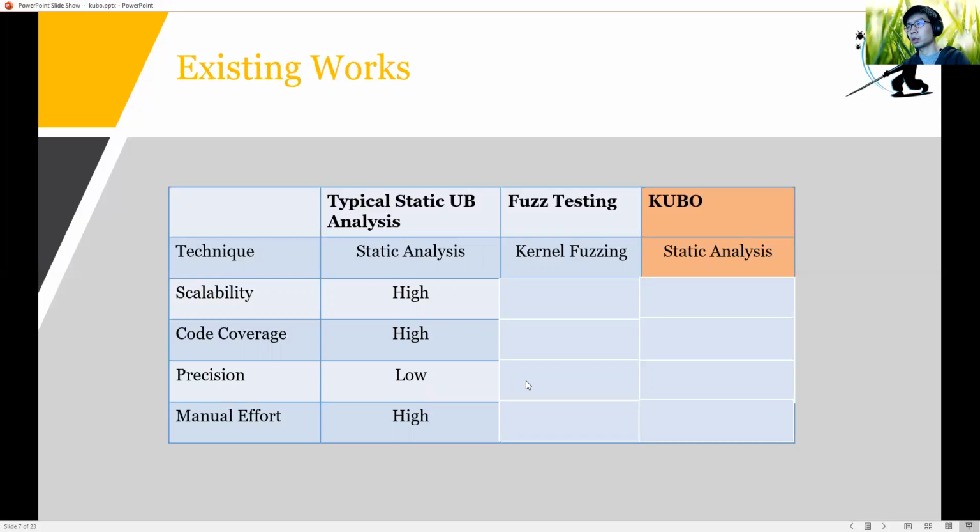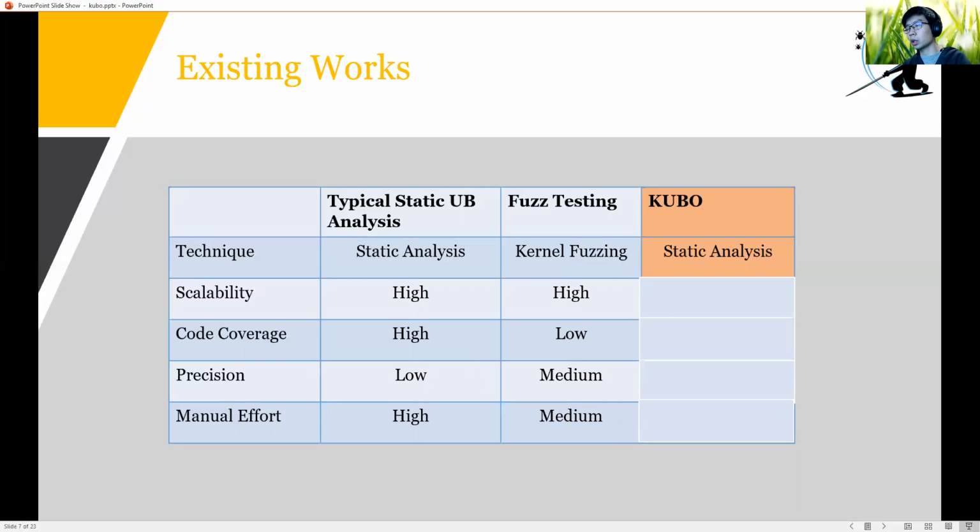A dynamic approach like kernel fuzzing usually can be applied to the whole kernel, but it's stuck with its own shallow testing problem. In terms of precision, unlike static analysis, which usually produces bug reports that are not actually triggerable, dynamic analysis has the advantage of ensuring the triggerability of the bug. However, like we mentioned in the previous slides, it doesn't look at the code after the UB triggering instruction. So it still produces a lot of bugs that have already been handled.